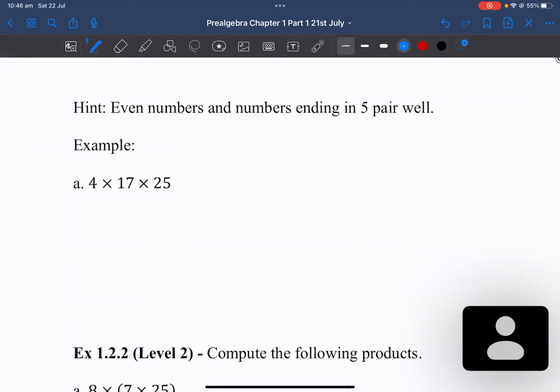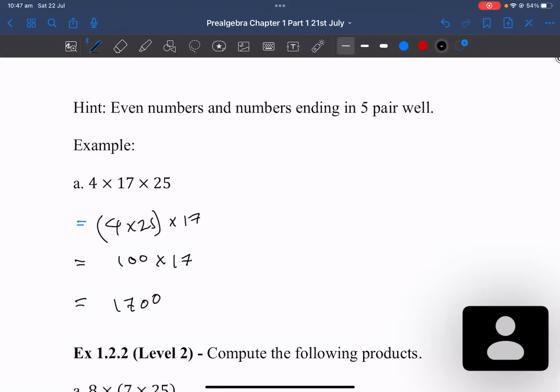So 4 times 17 times 25. We can do this left to right, but is that the shorter way? You can also do it right to left, but we can rearrange to make it easy. 4 times 25 times 17. Then 4 times 25 in brackets is 100. So that's 100 times 17, and you just write 17, then 2 zeros. That's your answer.